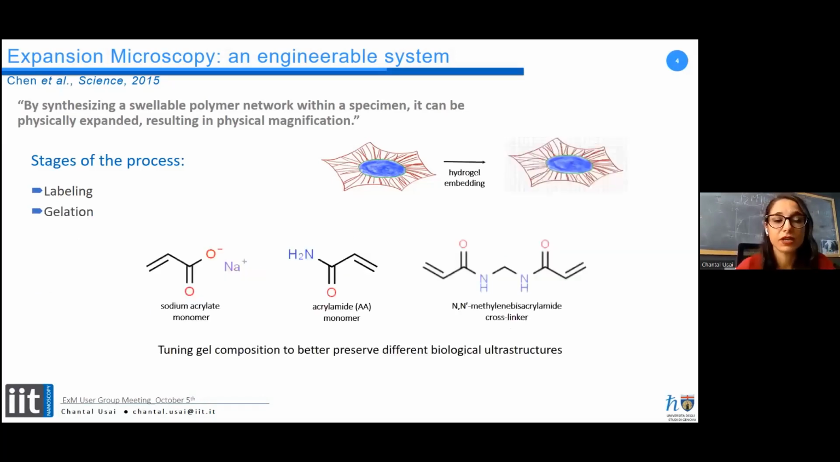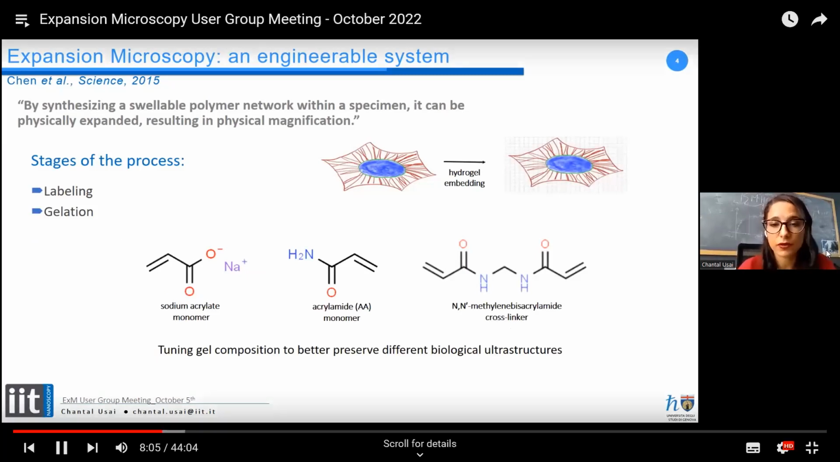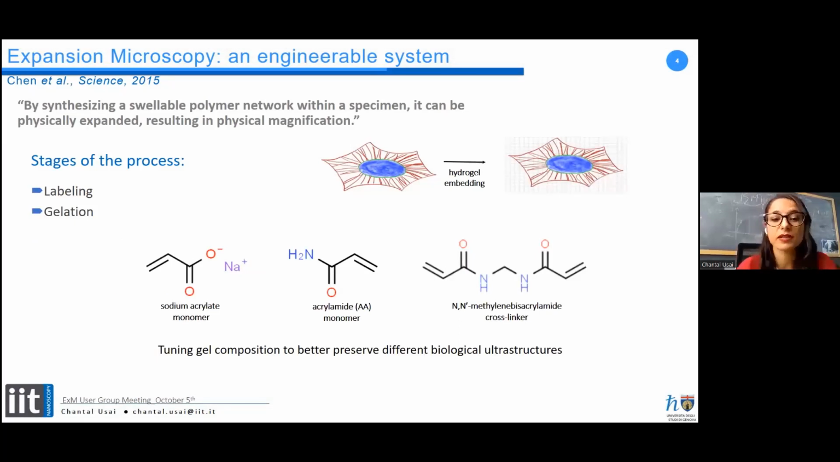Then, speaking about the second step, which is the gelation, where you synthesize your hydrogel-based polymer, most of the polymers are based on these two monomers, sodium acrylate and acrylamide, as you can see here, and then usually there is a cross-linker to regulate the expansion. But now we also know that modifying the composition of the gel and the relative amount of these monomers can have an effect on the preservation of different biological structures.